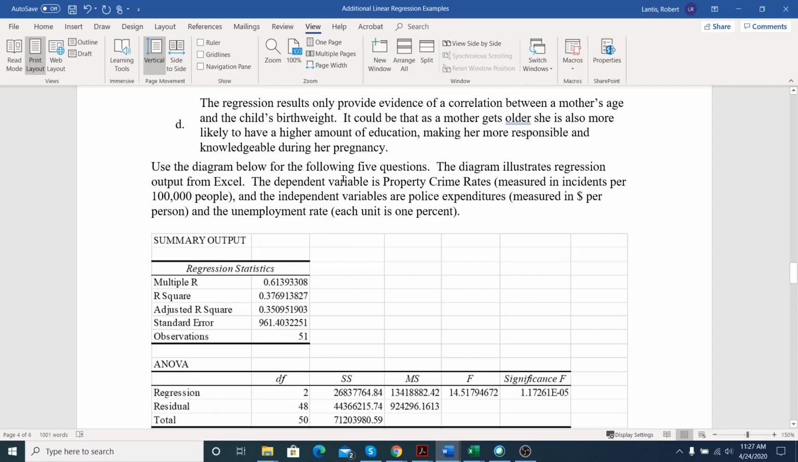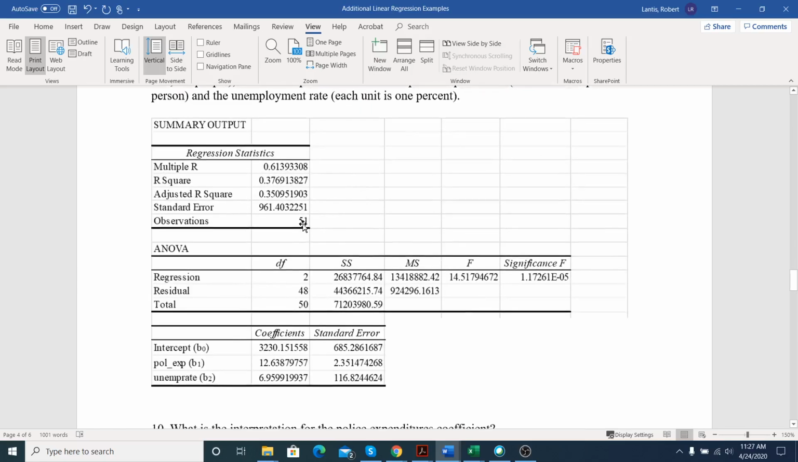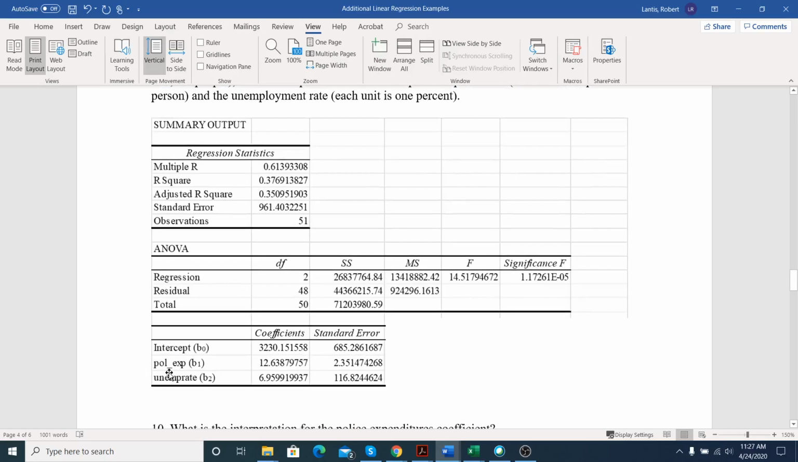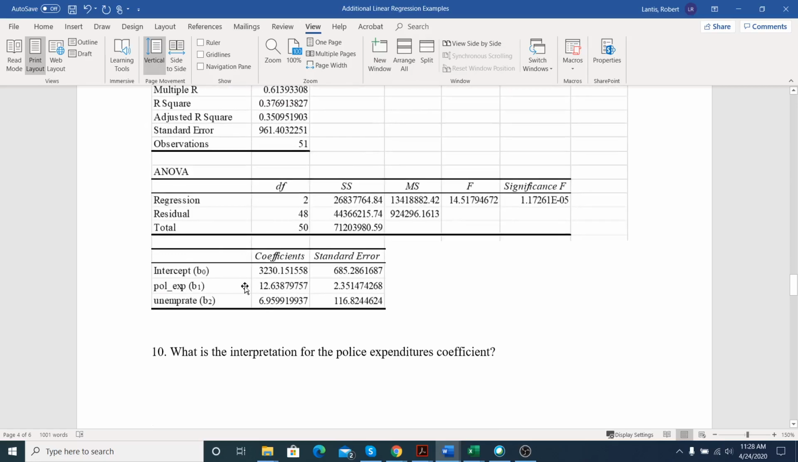So we've got another example here of the dependent variable being crime rates, and then our two independent variables being police force expenditures measured in dollars per person, and the unemployment rate, which is measured in percents, right? So it's not going from 0 to 1, it's going from 0 to 100. So what would the interpretation for the police expenditures coefficient be?